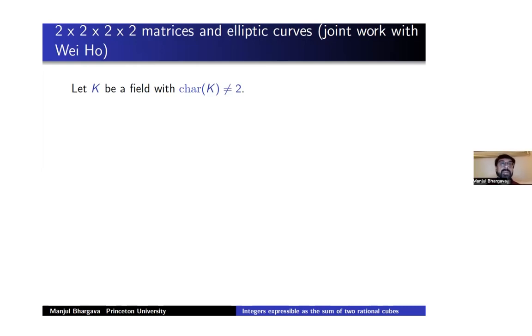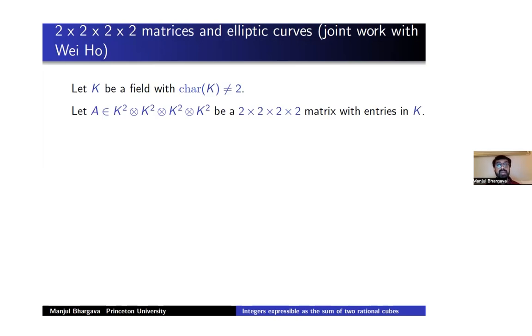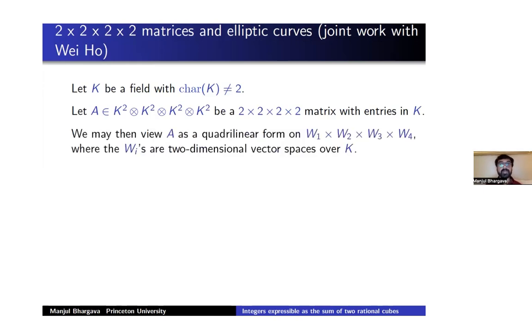So I'll say a little bit about 2x2x2x2 matrices and their relation with elliptic curves. This is joint work with Wei Ho. Let K be a field with characteristic of K not equal to 2, and let A in K^2 tensor K^2 tensor K^2 tensor K^2 be a 2x2x2x2 matrix with entries in K. Then we can view A as a quadrilinear form on W1 cross W2 cross W3 cross W4, where the W_i are two-dimensional vector spaces over K. So such a four-dimensional matrix can be viewed as a quadrilinear form on the product of four two-dimensional vector spaces W_i.